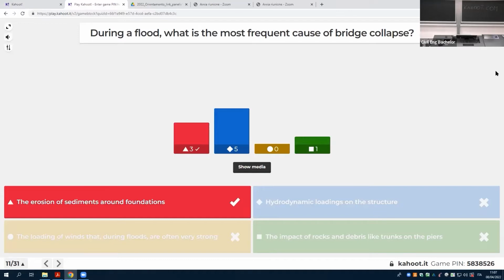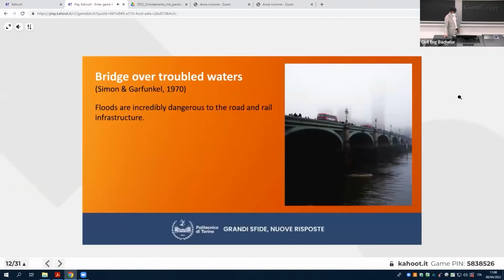These are the piers. Look. These are the piers, okay? Around the piers, you form a lot of turbulence that removes the sediment underneath. And if you remove too much sediment, the foundation doesn't have any ground to hold it and collapses.